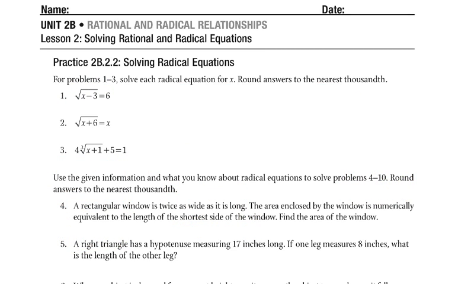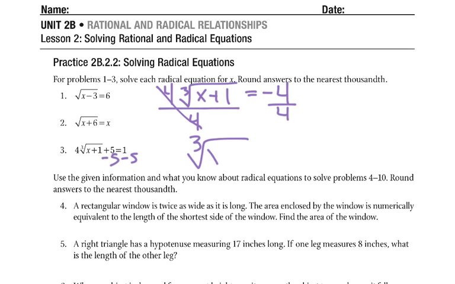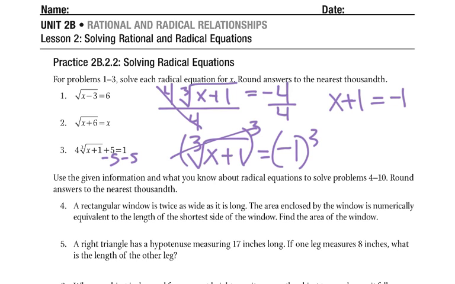Okay, now the last one we have to do some work. So first we'd subtract 5 to get 4 cube roots of x plus 1 equals 1 minus 5, which is negative 4. Then we divide by 4, and we get the cube root of x plus 1 equals negative 1. Then we cube everything instead of squaring it. That undoes the cube root. We get x plus 1 equals negative 1. Subtract 1, and we get x equals negative 2.